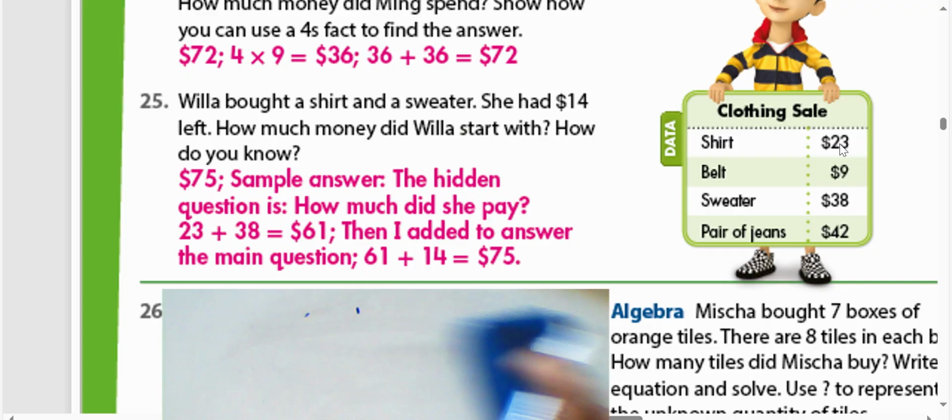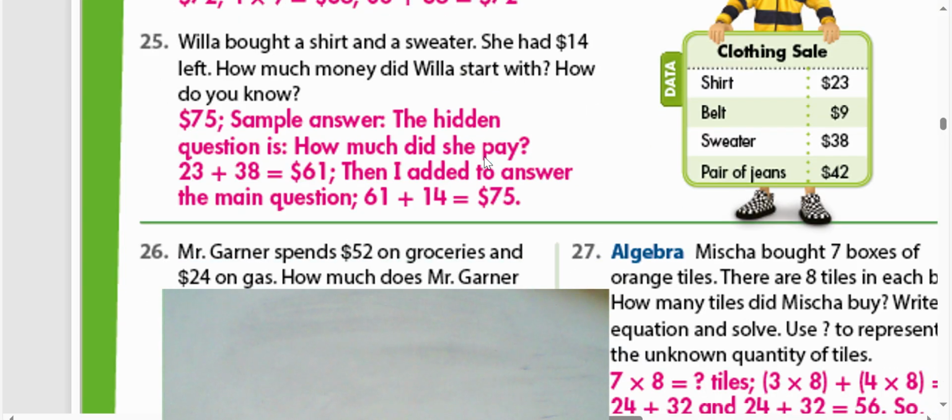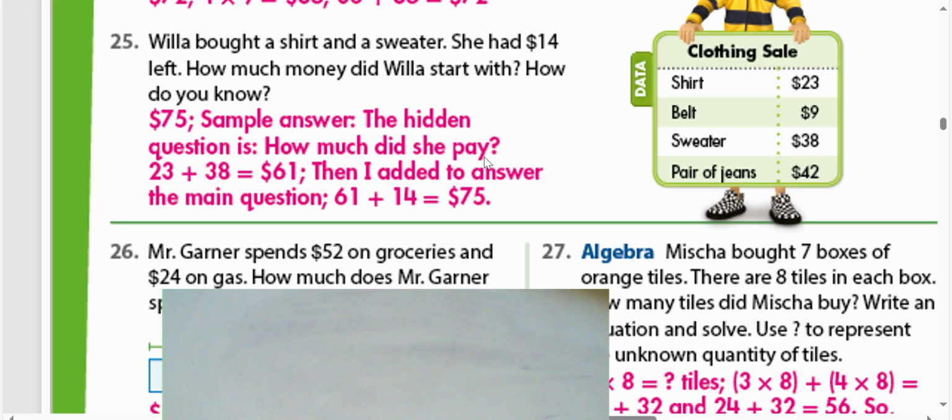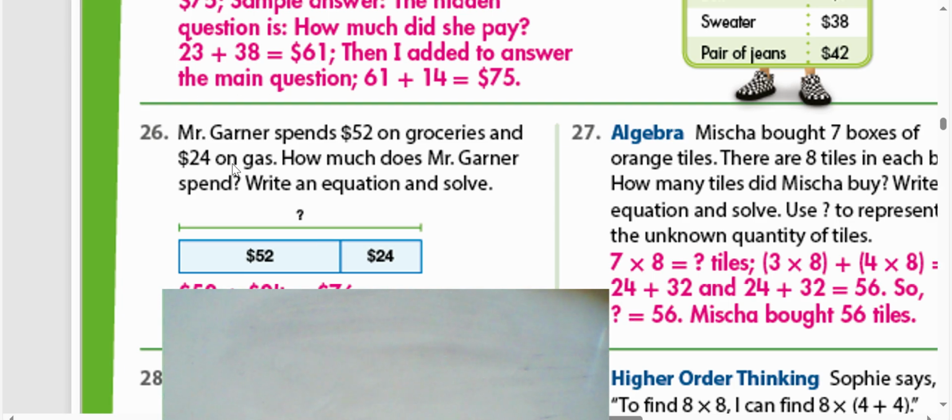The total money with her, before she went to the place to pay for the shirt and sweater, was $75. Next question, 26. Mr. Gerner spent $52 on research and $24 on gas. How much did Mr. Gerner spend? Write an equation and solve.